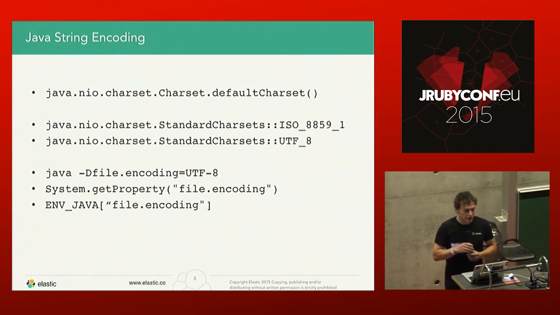The equivalent in Java: we have the default character set in Java, and then there are some classes and constants again for the encoding. So you have UTF-8, and then like I said, ISO 8859-1, which is the 8-bit transparent encoding. You can set the default encoding in your Java application using file.encoding. You can get it as a property, or if you're in JRuby, you can use ENV_JAVA file.encoding to see what the default encoding is in Java.